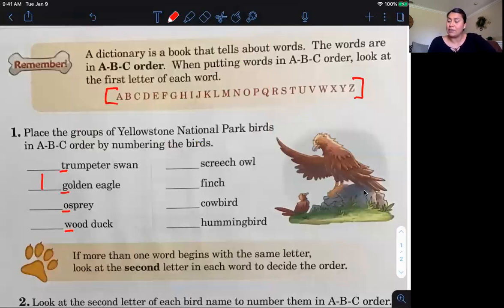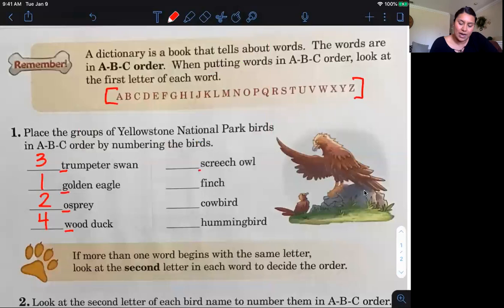Which letter comes second? The O. Very good. So that's going to be number 2. Which one would be number 3? What comes before? Is it the T or the W? Yes, the T. And the W would be our last one, number 4. Good job, friends. You did amazing for the first one. All right, let's do the next one.